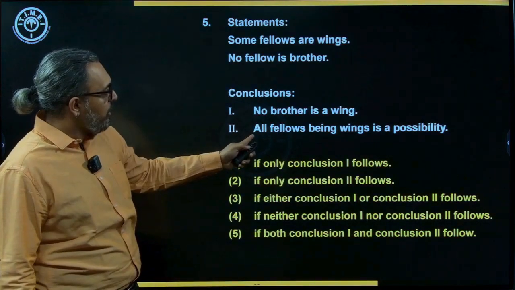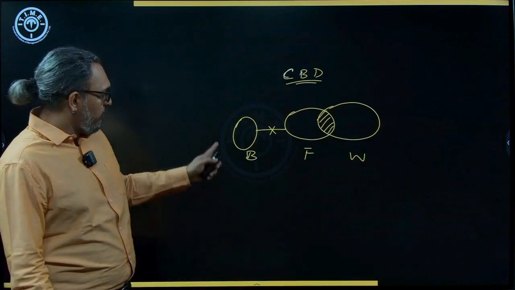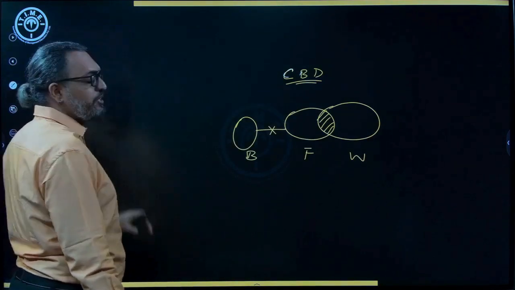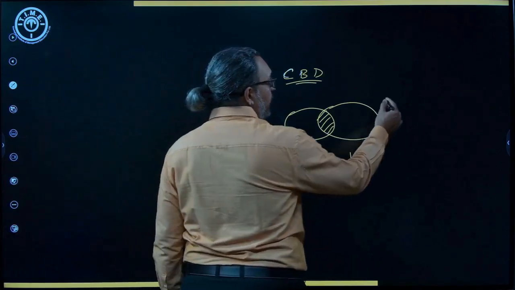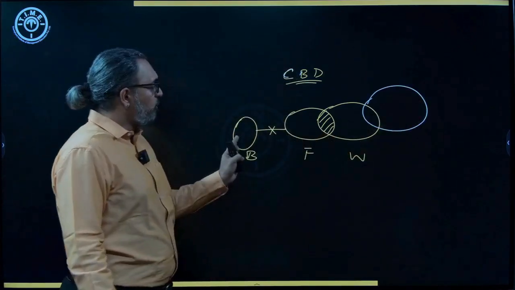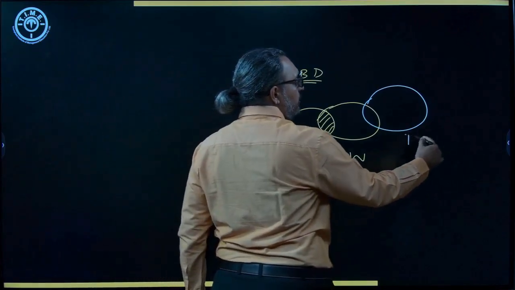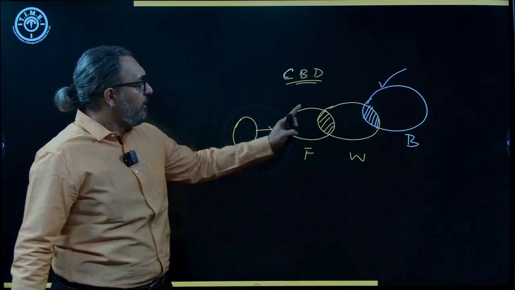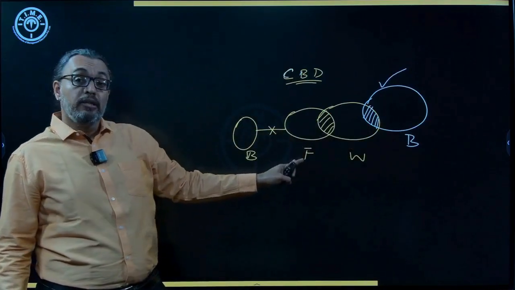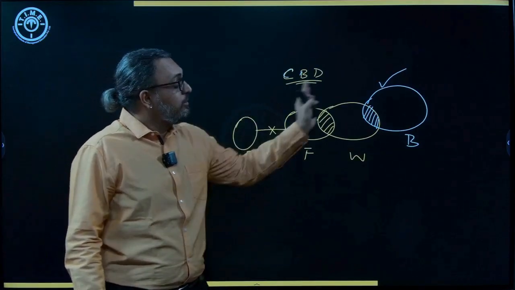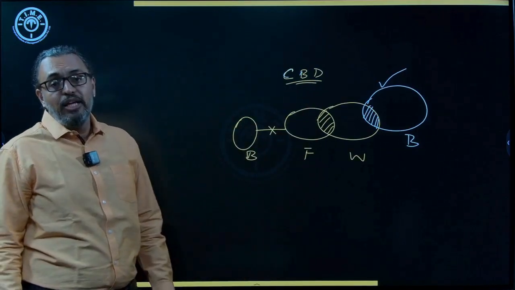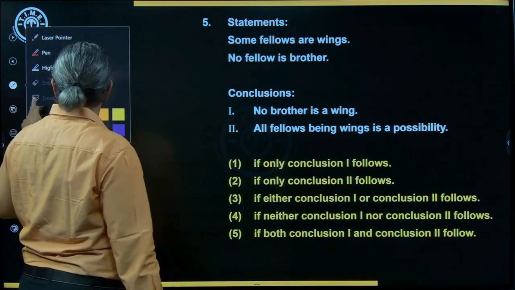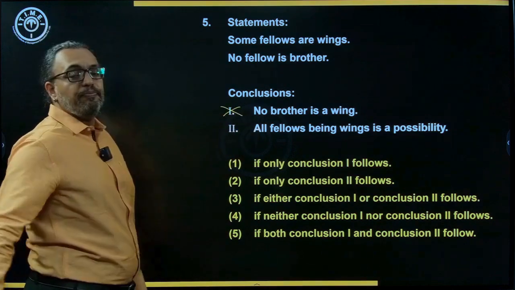Now the conclusions. No brother is a wing. Brother is separate, wing is separate. Negative satisfies. Now when negative satisfies, what can we do? We take the complementary pair and take the alternate diagram. What is the complementary? Some brother is a wing. Is this allowed? It is definitely allowed, as long as the B circle is not overlapping with the F circle. It can move anywhere it wants. So the complementary satisfies, so the given negative conclusion will not follow.